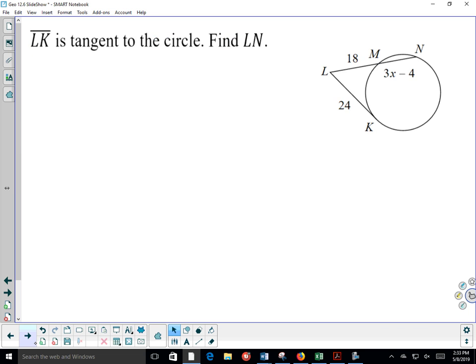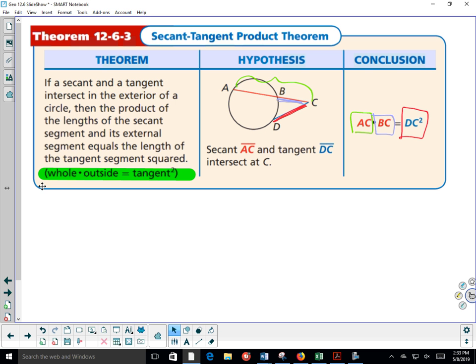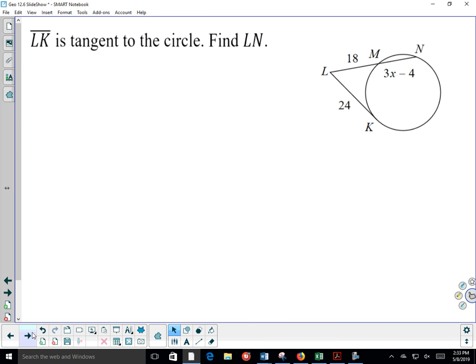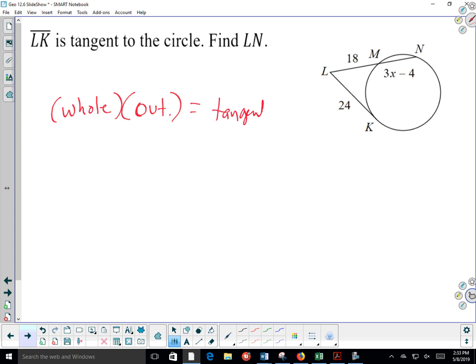All right, and so we're trying out this one, which says segment LK is a tangent of the circle. Find the length of LN. And just a reminder, we want whole times outside equals tangent squared. So I want you to all start like that and write whole times outside, I'm abbreviating, equals tangent squared.